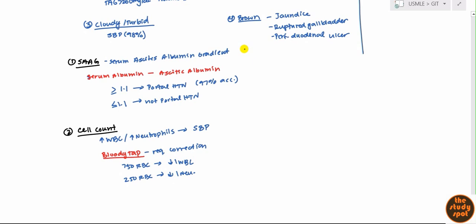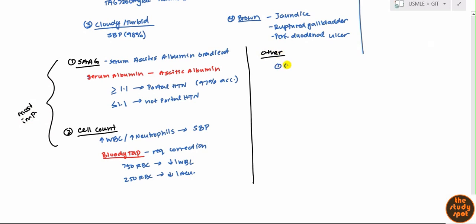So you want to make that correction. These two are the most important tests that you always want to do. However, there are some other tests that you want to do, depending on maybe the associated symptoms or what's going on in the picture there. So culture, you want to try if there's some type of infection that is suspected.